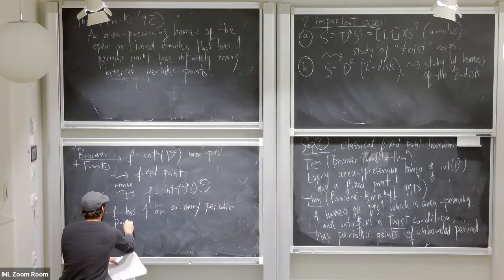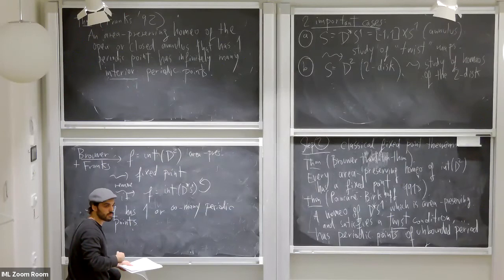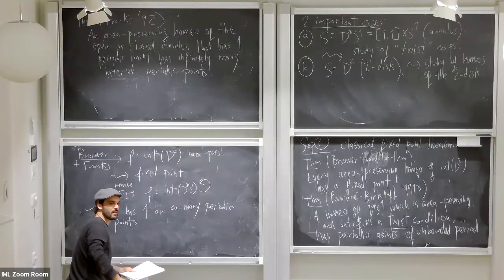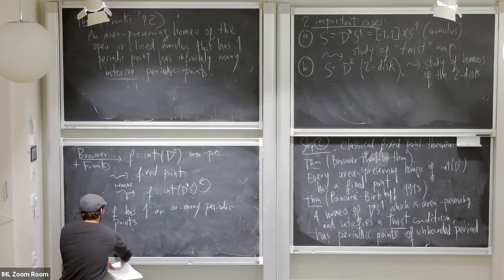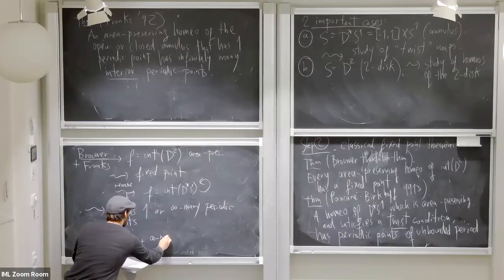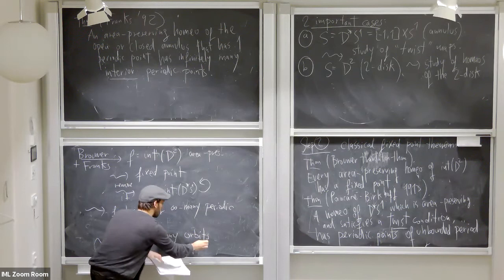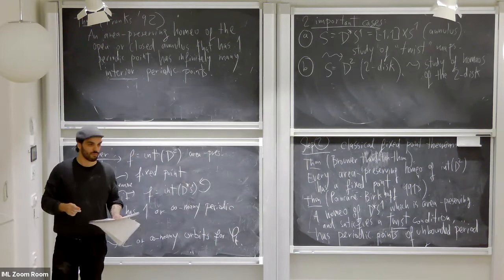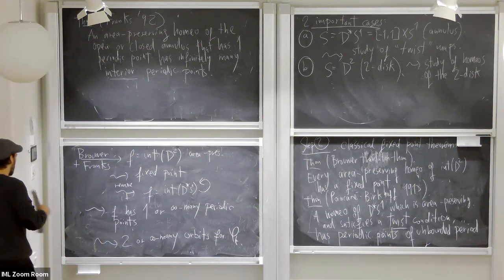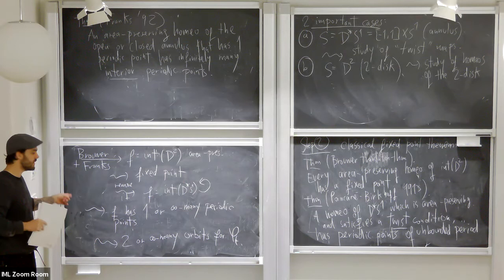And if it happens that the two disk is a global surface of section for the dynamics on a three manifold, and you also count the orbit in the boundary, then you'll have two or infinitely many orbits for the flow. Okay, so this is a combination of the two theorems. Depending on whether or not you're familiar with the many fixed point theorems along the way, this is a statement that has appeared in very different guises. Some of them we will visit at some point.